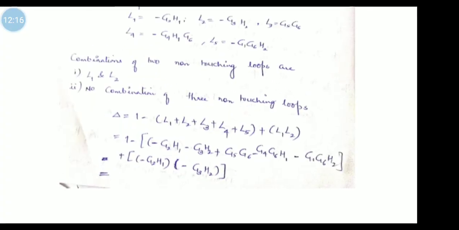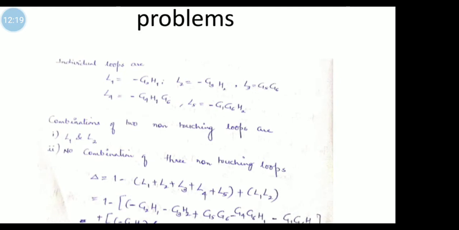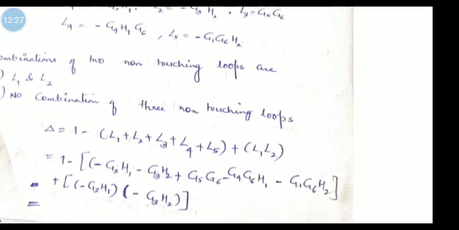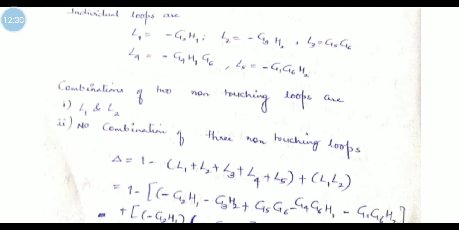Okay, then we'll identify individual loops. Looking at the figure, L1 is minus G2 H1, L2 is minus G3 H2, L3 is G5 G6, L4 is minus G4 H1 G6, and L5 is minus G1 G6 H2. Then, the combination of two non-touching loops is L1 and L2. So L1 and L2 are not touching. The remaining loops are touching each other.